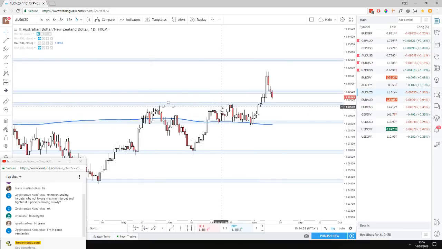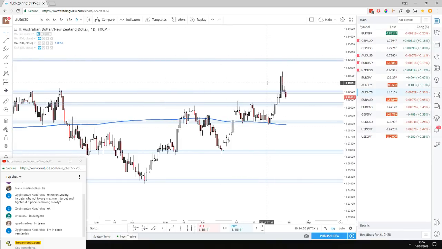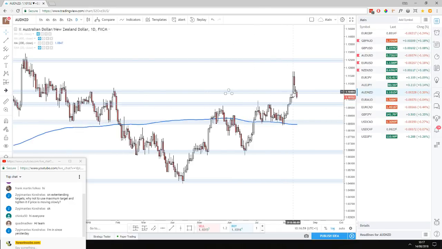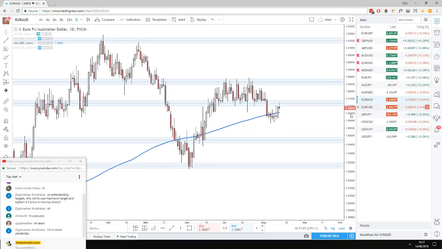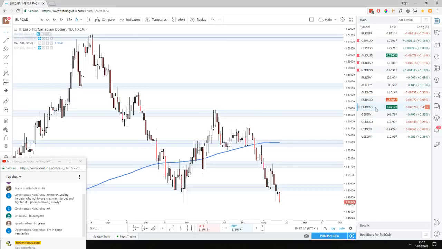AUD New Zealand, it's just not looking good right now. There's no setups here. There's nothing clear here. Nothing I'd want to really trade here. Euro AUD, yeah, nothing much here either, guys.